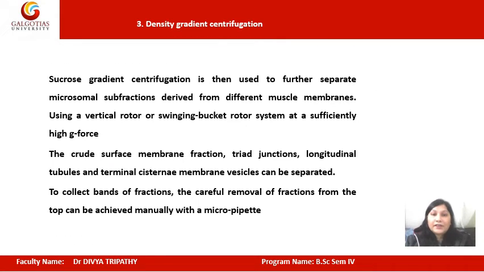Now coming to the third step, that is density gradient centrifugation. See, in differential centrifugation, we have different fractions on the basis of different size, right? Now there is a probability that in a particular fraction there may be more than one cell organelle of the same size. So in order to separate the fraction of same size and of different density, we have to perform density gradient centrifugation.